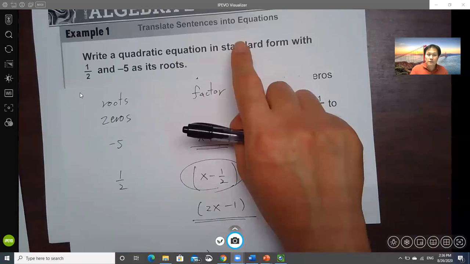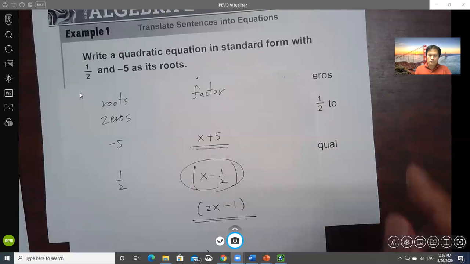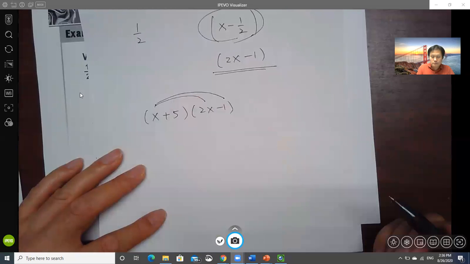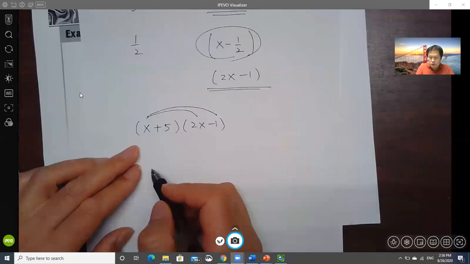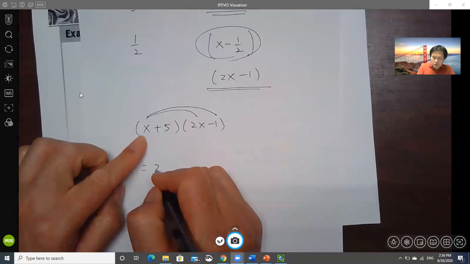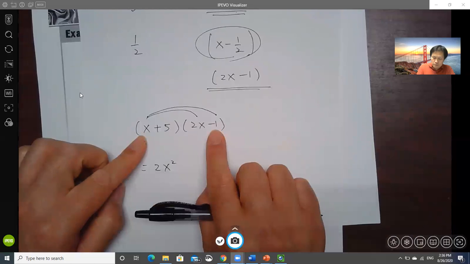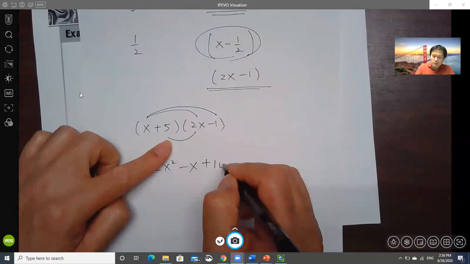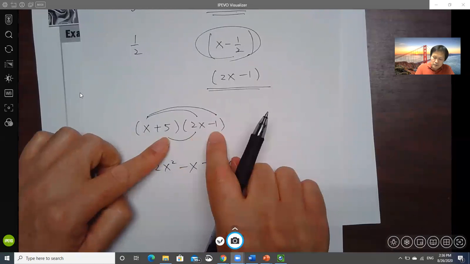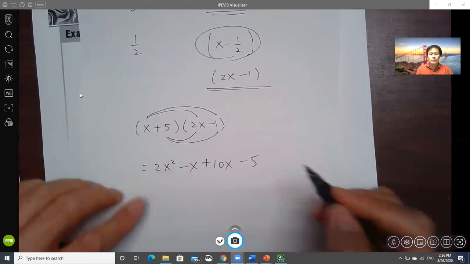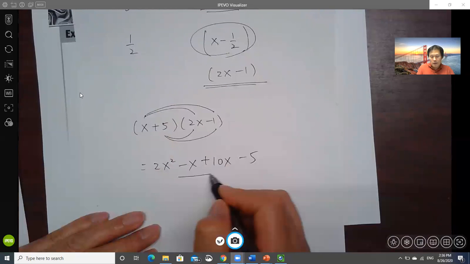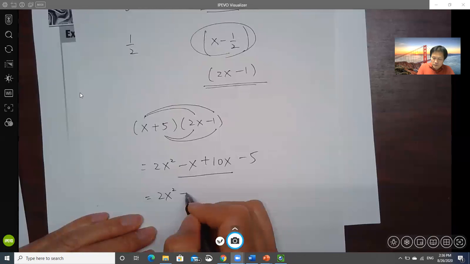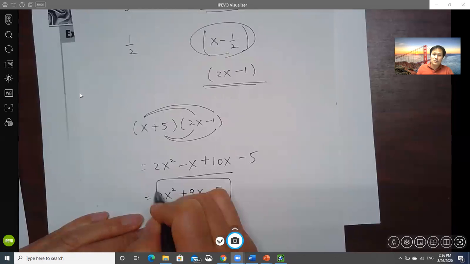They want standard form. So what do we do? Distribute. We just learned. We call that FOIL. Multiply these two, 2x squared. Multiply these two, minus x. Multiply inside, plus 10x. Multiply last these two, which is minus 5. Combine like terms here. Minus 1 plus 10 will be plus 9. That is your final answer.